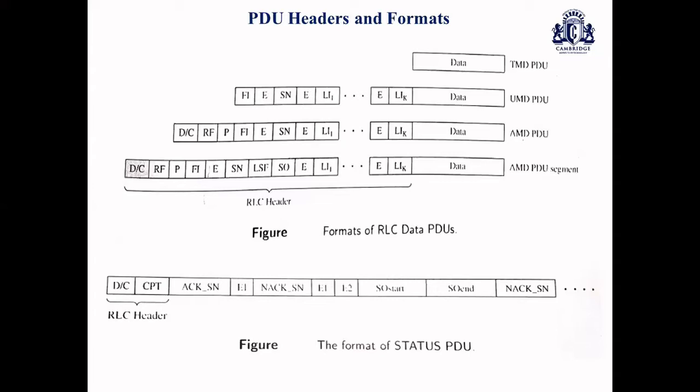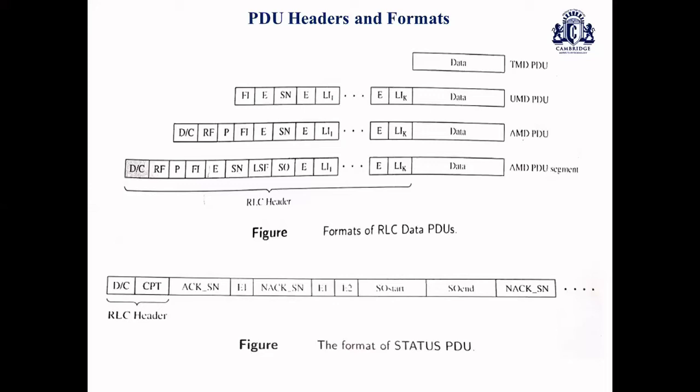In the structure shown, we have the SO field as well as the LSF field. The SO field is the segment offset field, which indicates the position of the AMD PDU segment in bytes within the original AMD PDU. The LSF field, the last segment field, indicates whether the last byte of the AMD PDU segment corresponds to the last byte of the AMD PDU. It indicates the last segment.